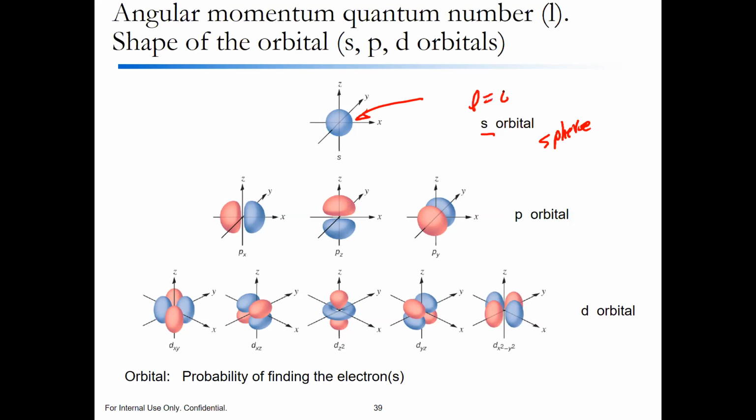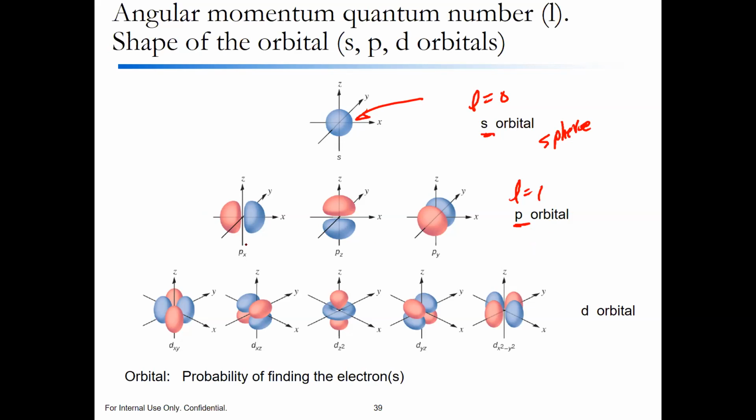So when you do the mathematics, L equals 0, we call that an S orbital. When L equals 1, we call that a p orbital. What's the probability of finding an electron when L equals 1?